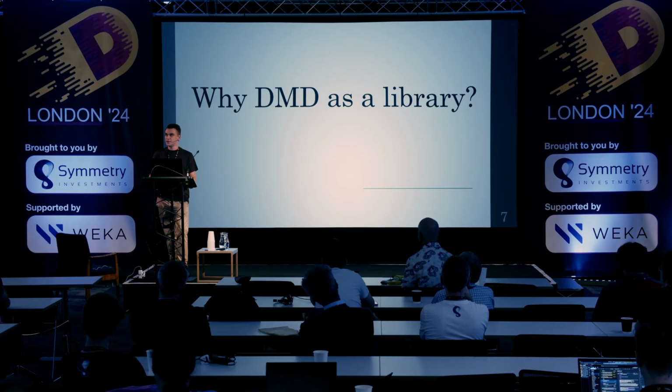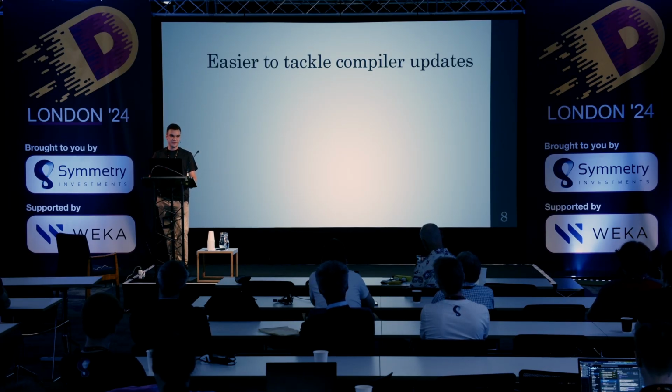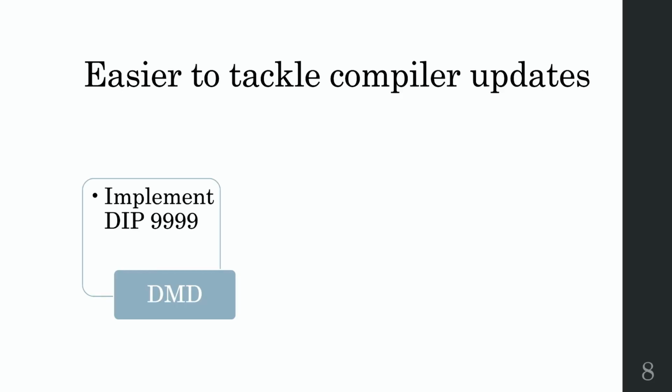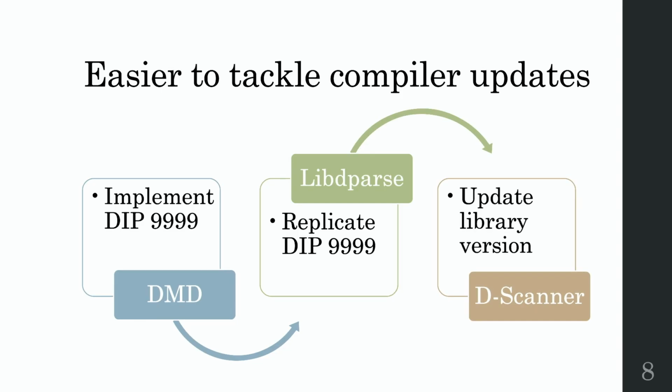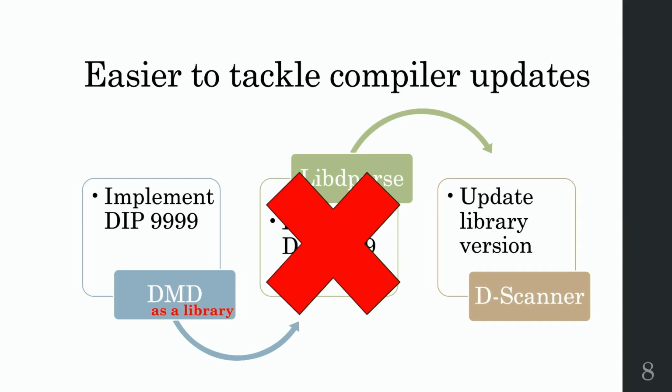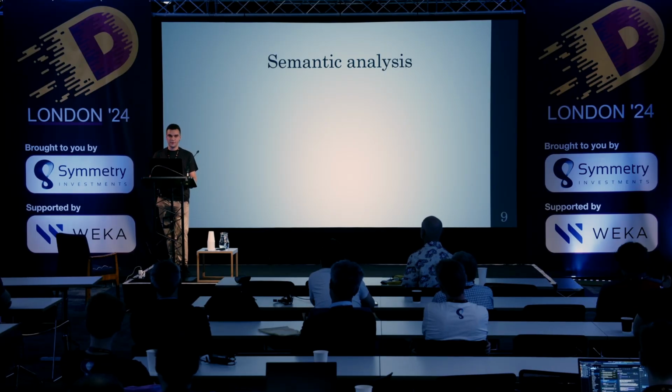Now, why exactly should we use DMD-as-a-library? The most obvious reason is that it's going to be easier to tackle compiler updates. To give you an example, let's say we reach the point where we implement DIP 9999 in the compiler, but before we can start using it in our project, we're first going to have to replicate those changes in this libdparse dependency so that we can go ahead in this scanner or any other project for that matter and upgrade the library version so that we can start using it. Now, if we actually use DMD-as-a-library, we can bypass this whole intermediate step of having to keep the third-party dependency in sync.